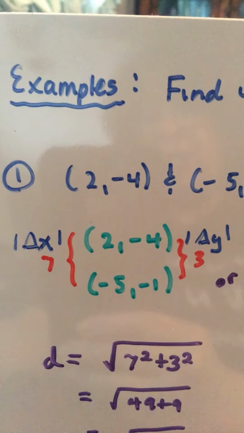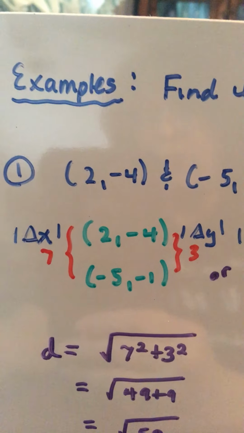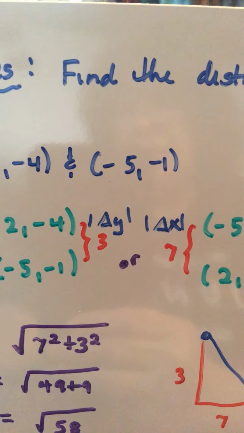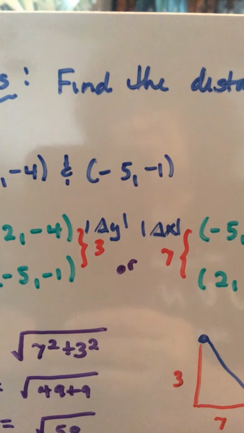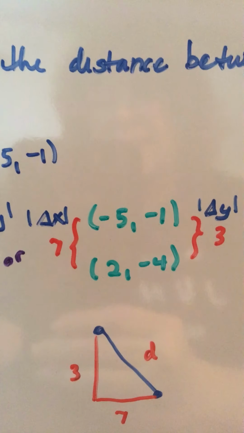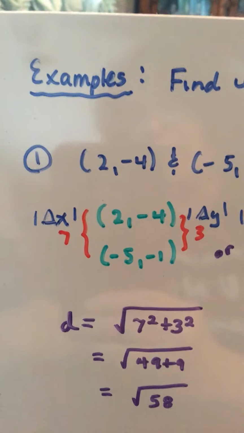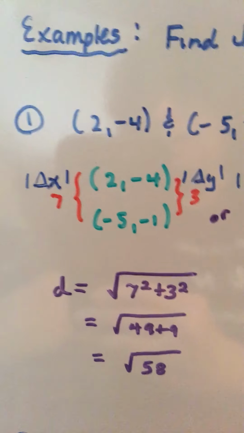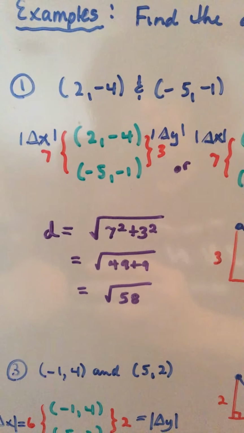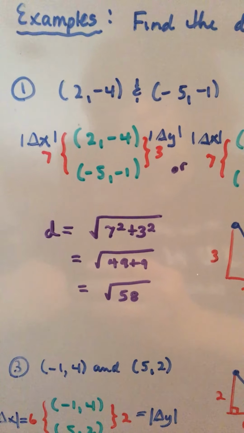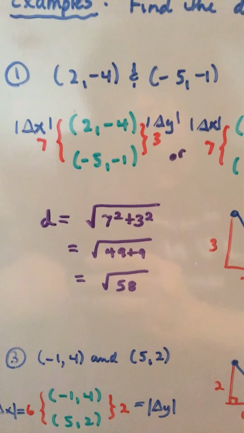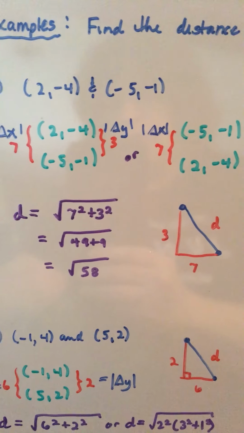How far apart are the x's? Well, one's 2 above, one's 5 below. Total distance is 7. The y distance, they're both below, so 4 and 1 gives me 3. It doesn't matter which way you did it. No one cares. We see that the x length is 7, the y length is 3, and so using the Pythagorean theorem for hypotenuse, it would just be 7 squared plus 3 squared, which gives me square root of 58.